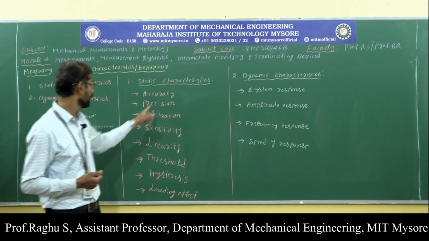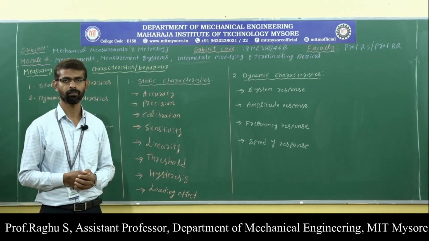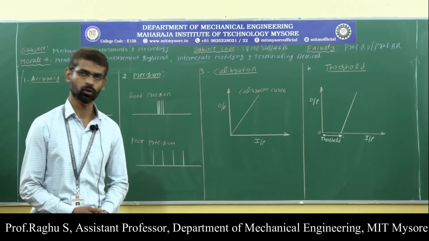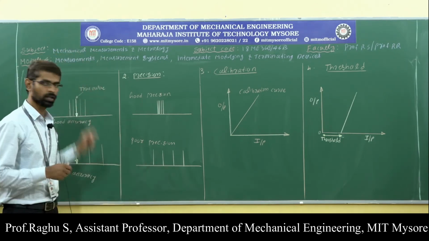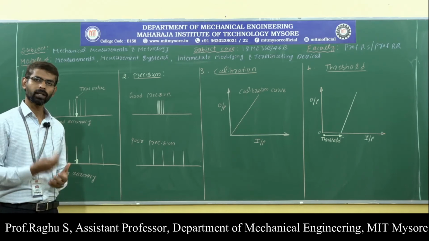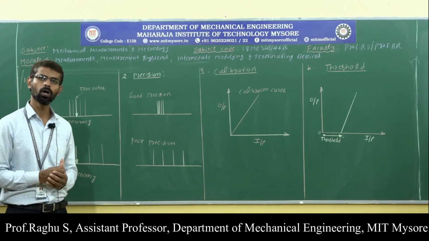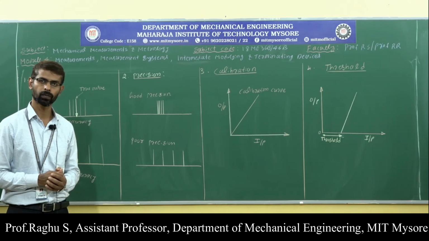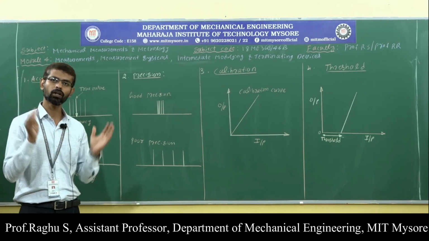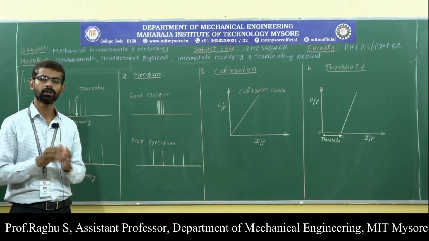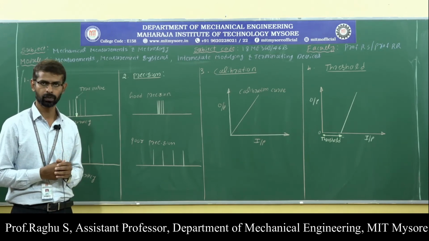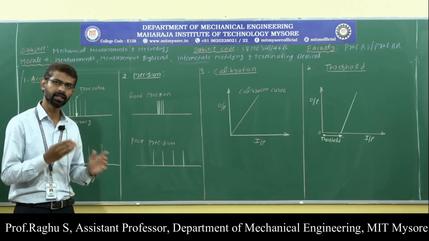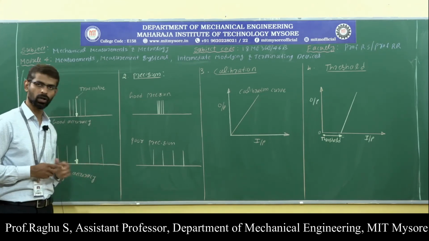Now let us discuss the definition of accuracy. Let us discuss a few static characteristics of measuring instruments. The first one is accuracy. Accuracy indicates how close the measured values are to the true value. If the measured values are closer to the true value, then it is more accurate. If they are not closer to the true value, then it is poor accuracy.